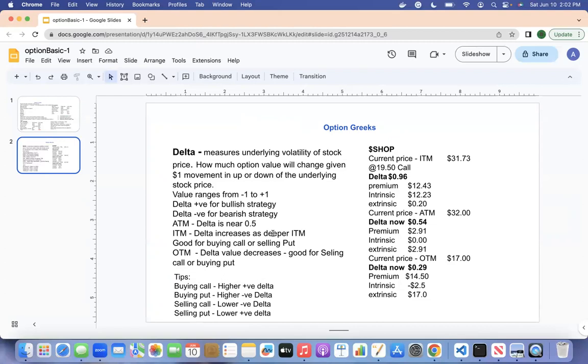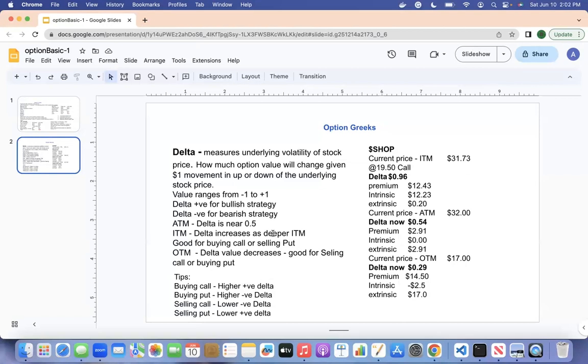So delta is a very good indicator of the volatility of the underlying stock and how your premium is going to swing based on the swing in the price of the underlying stock. So if the stock goes up or down $1, delta determines how your premium is going to change. If delta is 0.30, your premium will change 30 cents based on a $1 movement of the underlying stock. And delta is positive for a bullish strategy. So buying a call and buying a put are bullish and bearish strategies. For a bullish strategy, you will see delta is positive, and for a bearish strategy, like selling a call or buying a put, delta will be negative, right?